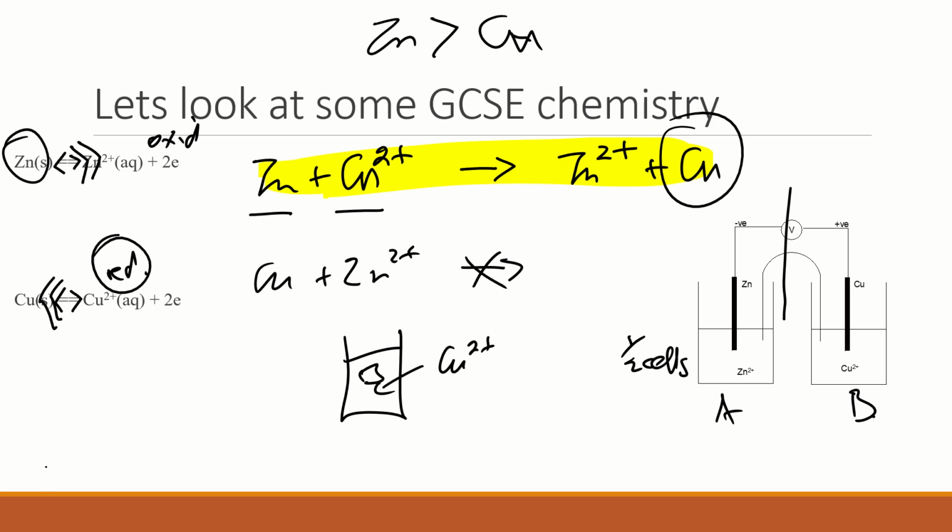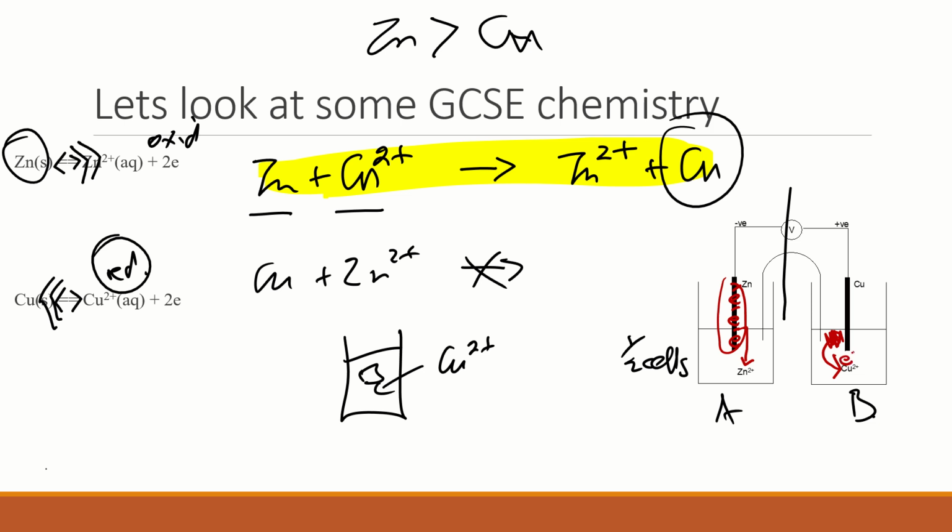Now if we look at the chemistry that we did back at GCSE, we know that zinc here is much more likely to lose its electrons and turn into zinc ions in solution. The electrons are deposited on, or left on, the metal conductor zinc. Whereas over here we've established that the copper 2+ is much more likely to take electrons off the electrode.